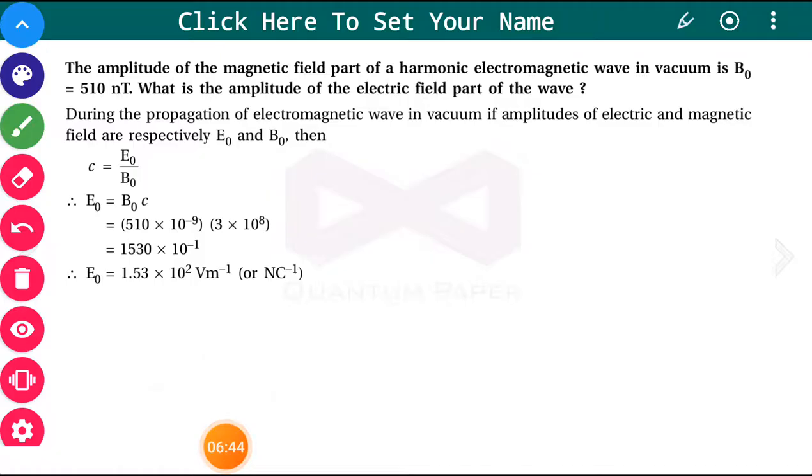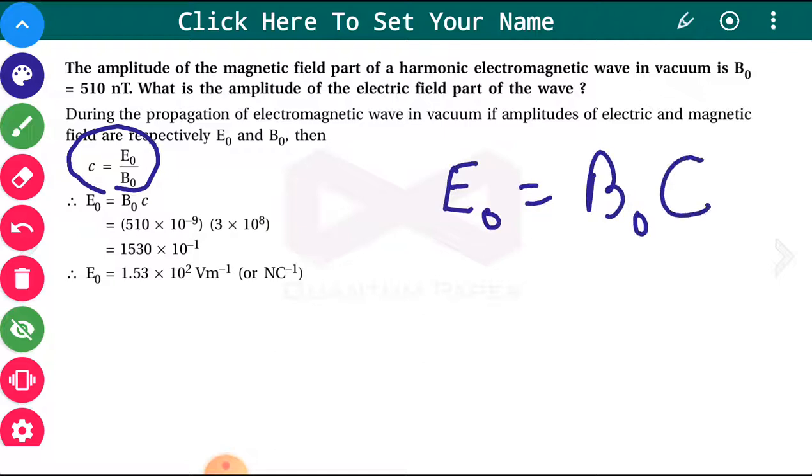Now we talk about 8.7. The amplitude of the magnetic field part of a harmonic electromagnetic wave in vacuum is B0, that is 510 nanotesla. What is the amplitude of the electric field part? Now E upon B is nothing but c, so easily you can calculate this. E upon B is c, or maximum value E0 upon B0 is equal to c. So E0 is equal to B0 into c, and if you place those values then it can be easily calculated.